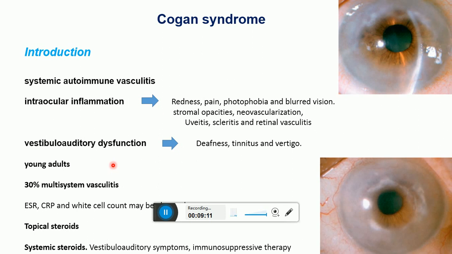Diagnosis. Ocular and inner ear symptoms are often separated by a substantial period. The acute phase may last from months to years. Susac syndrome, a retinocochleocerebral vasculopathy, should be considered in the differential diagnosis. The vestibuloauditory dysfunction symptoms are deafness, tinnitus, and vertigo. The ocular symptoms include redness.